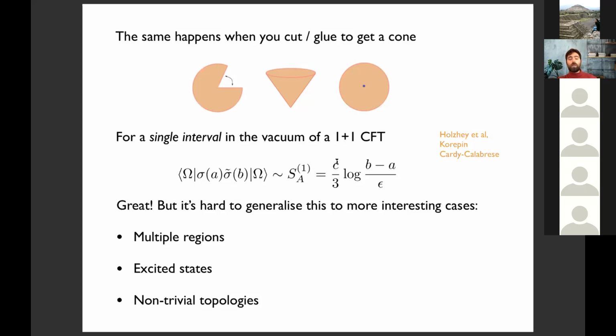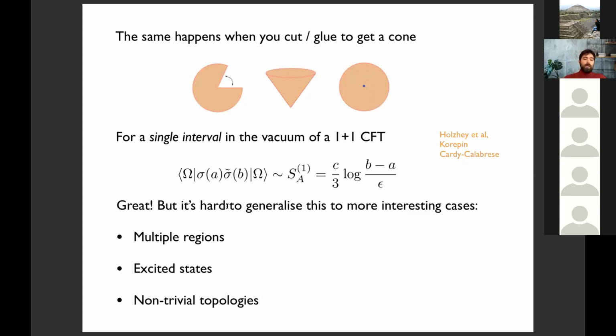The entanglement entropy is the central charge over 3 times the log of the distance between the two twist fields, so the endpoints of the region, divided by some UV cutoff, which I don't want to get very involved into, but it has to be there because the entanglement entropy is not well defined. It's UV divergent, so you have to regulate it and put some cutoff over there. So this is a very well-known result, and it's great, it's awesome.